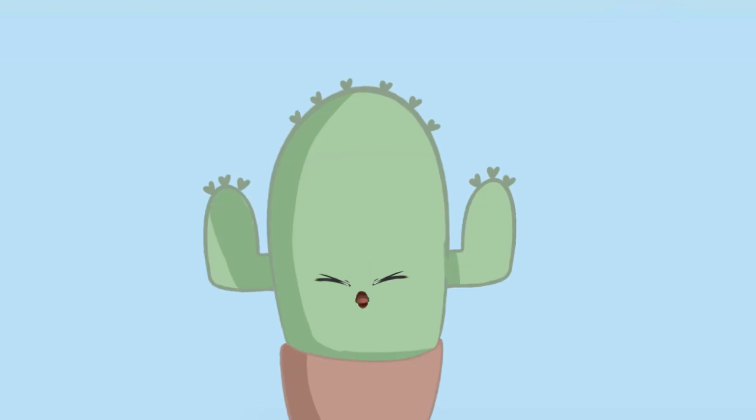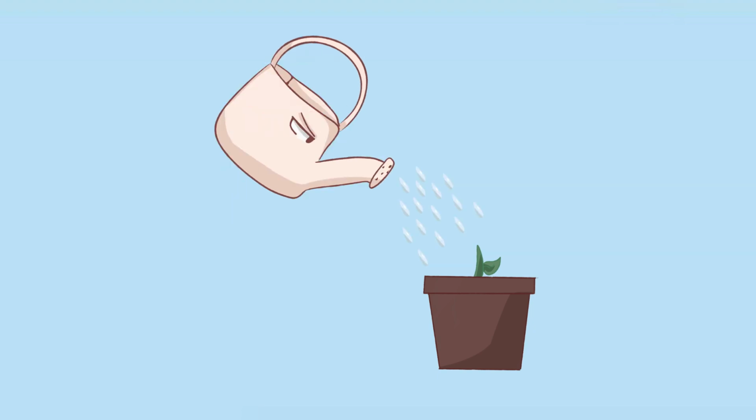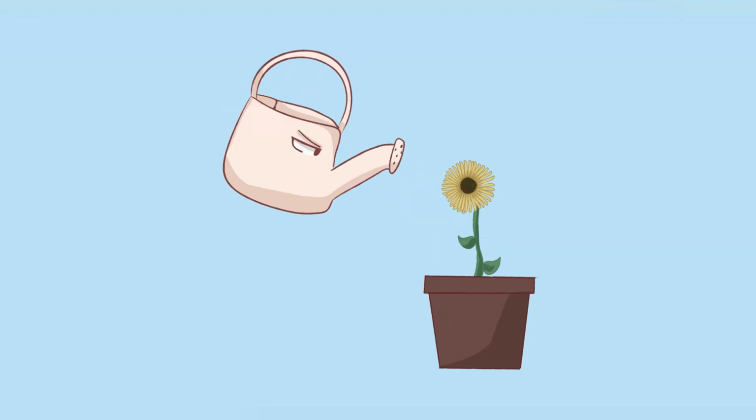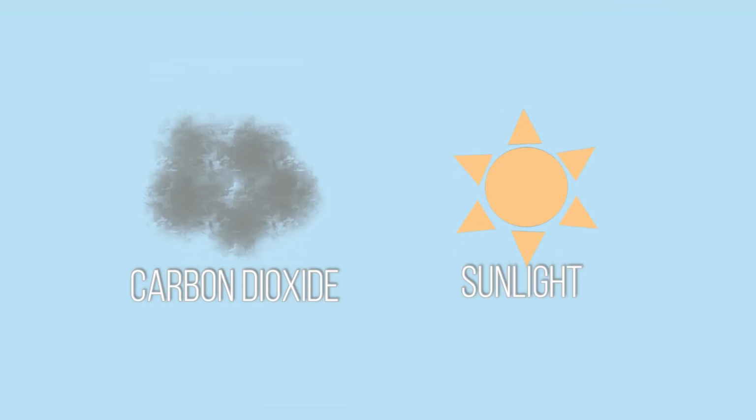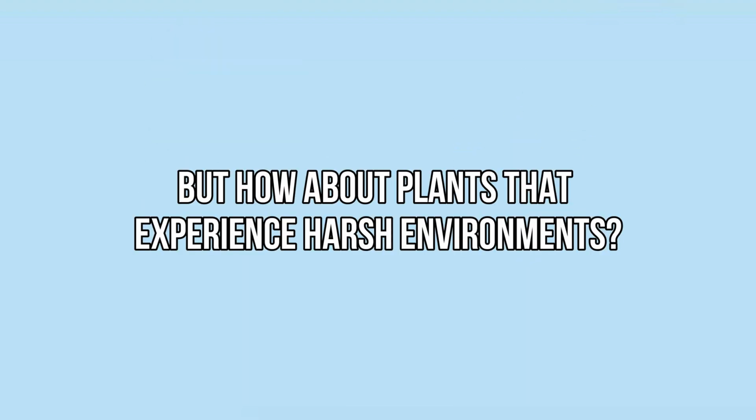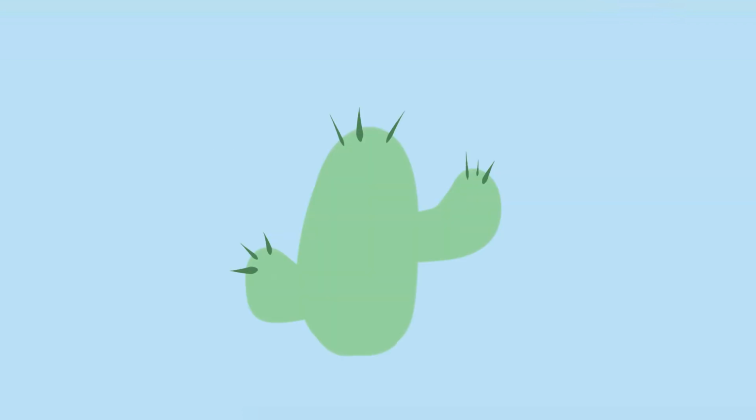Have you ever wondered how plants from different environments survive? Common plants that we have in our gardens are being watered every day so that the plants can utilize photosynthesis with the help of carbon dioxide and sunlight. But how about the plants that experience harsh environments, like cactus?